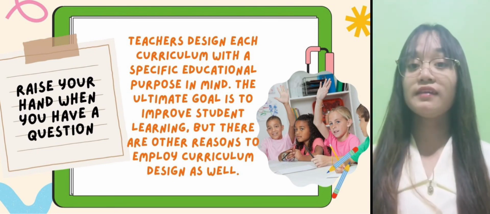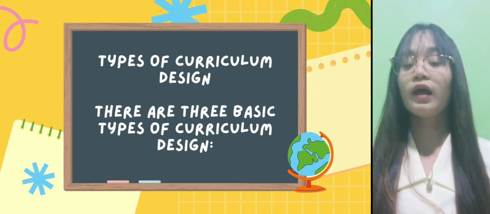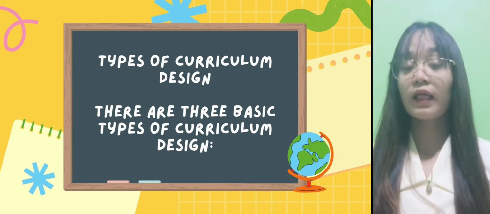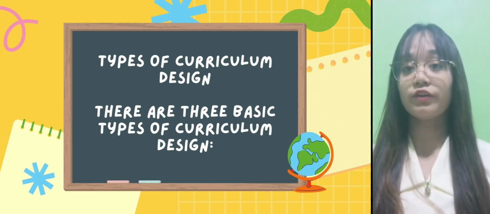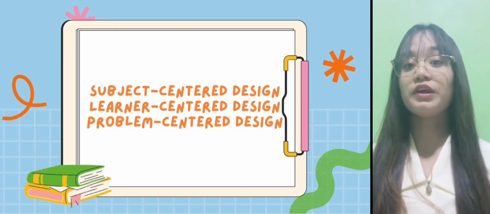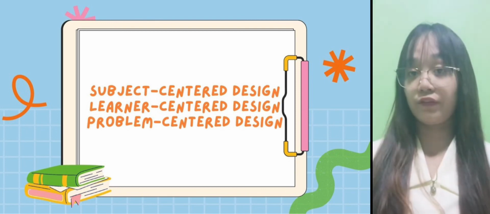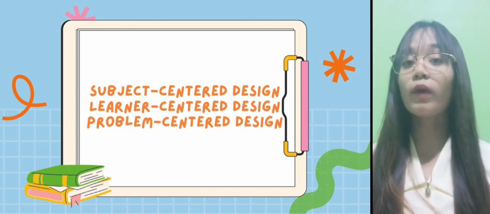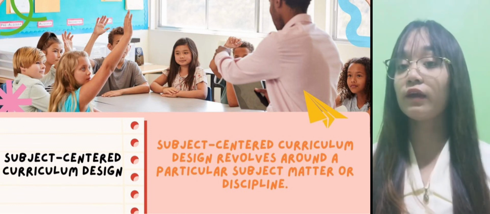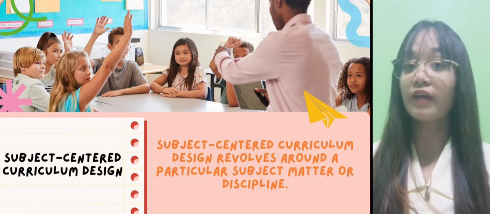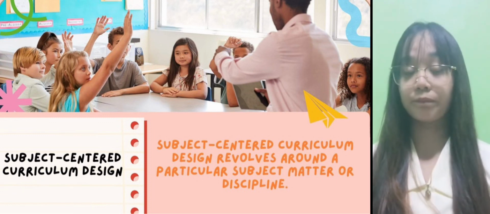So, the next one is types of curriculum design. There are three basic types of curriculum design. Number one is subject-centered design, two is learner-centered design, and three is problem-centered design. The number one is subject-centered curriculum design. It revolves around a particular subject matter or discipline.